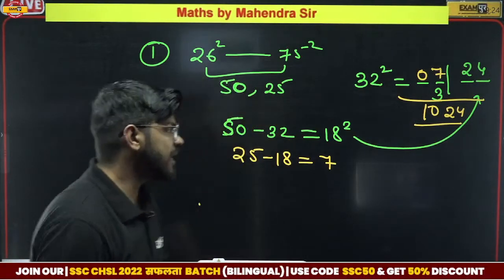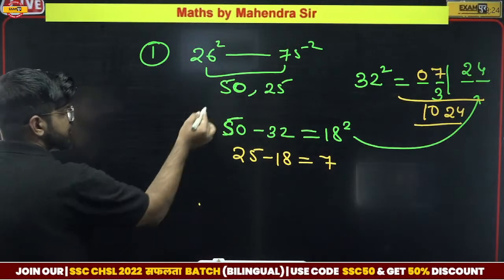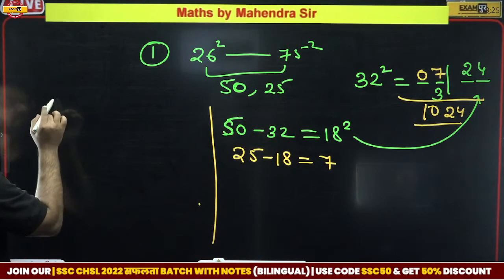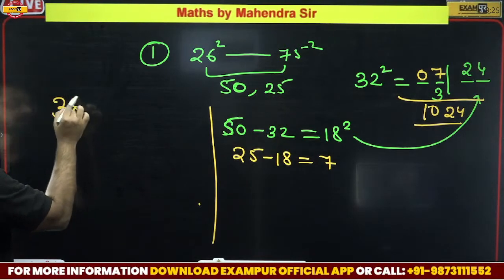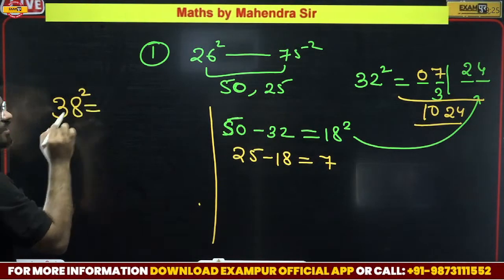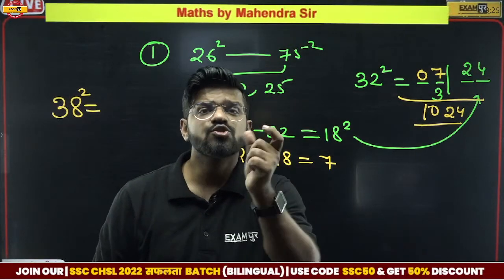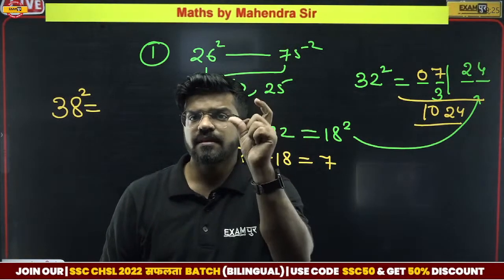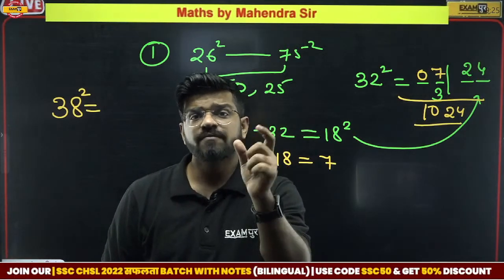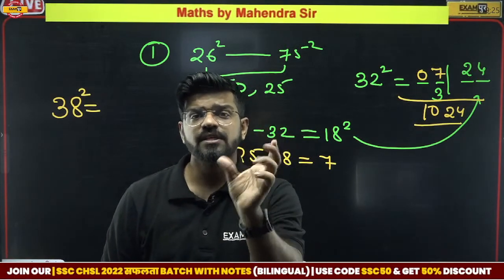Clear? So let me calculate another square for you. Suppose we have to calculate the square of 38. 38 is how much less than 50? It is 12. That means we should know 12 square. 12 square is 144.